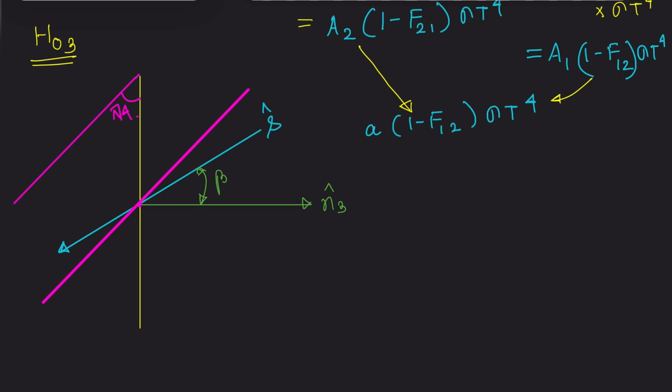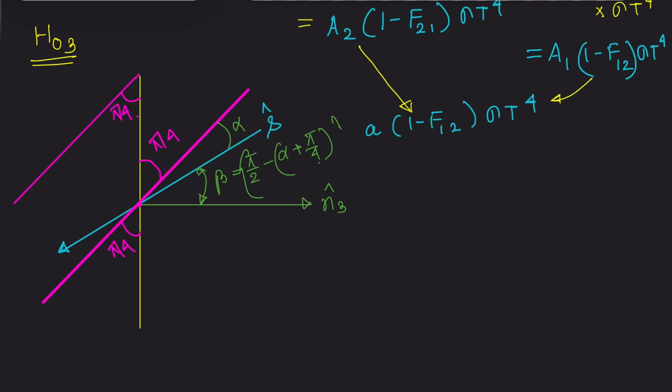So I know that this angle is again pi by 4. This angle is pi by 4. That means this angle is also equal to pi by 4. Right? Fine. And what else do I know? I know that the angle this irradiation is making with this surface is actually alpha. This is given. So beta is equal to, I think you can directly see, pi by 2 minus alpha plus pi by 4.